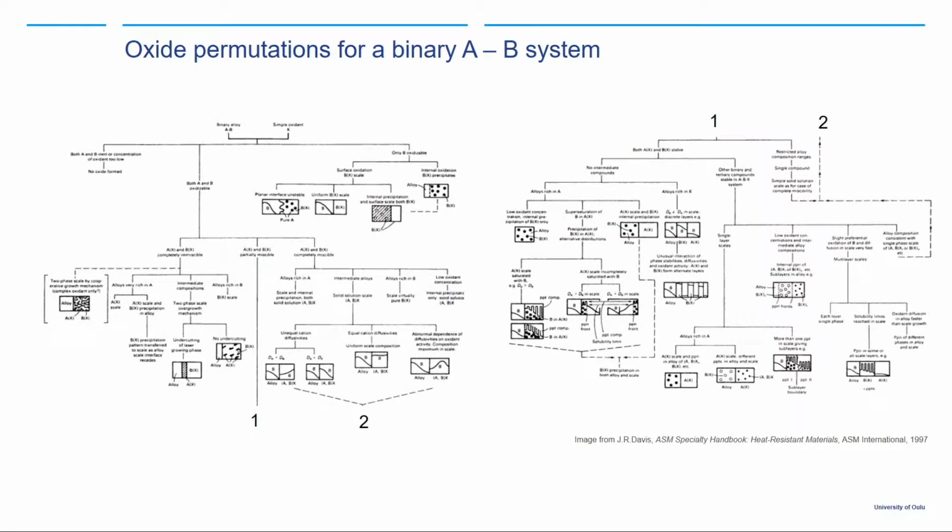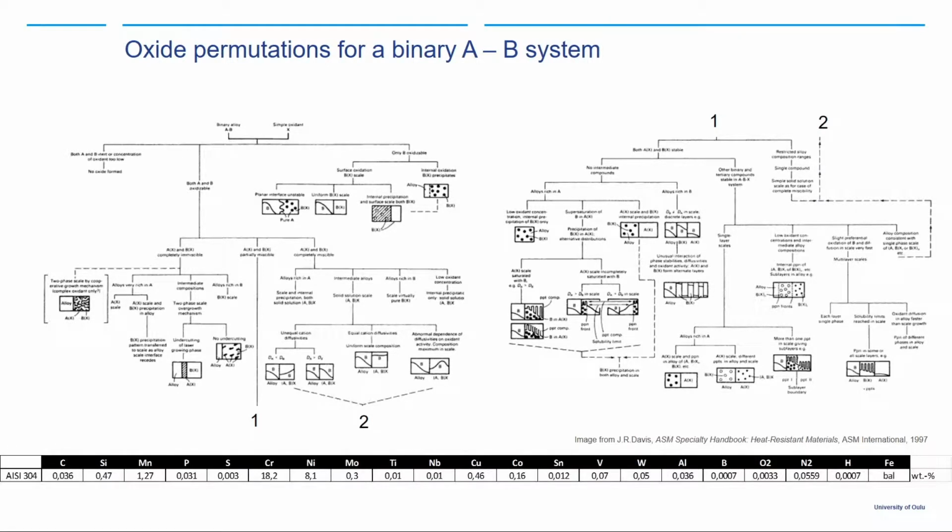And here we have an oxide permutation chart for a binary AB system that shows all of the possible outcomes for oxidation when we have only two different things. And this shows all the physical and chemical properties that can affect the forming oxide. And here we have a composition chart for a pretty normal austenitic stainless steel. So there are quite a lot of things that can oxidize.